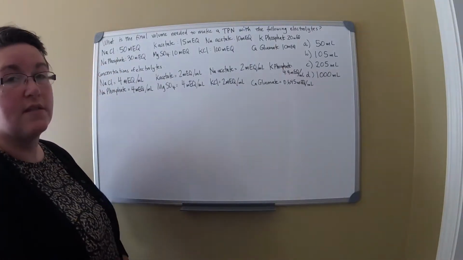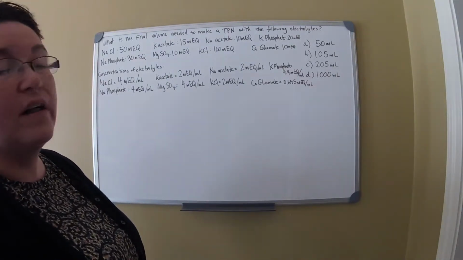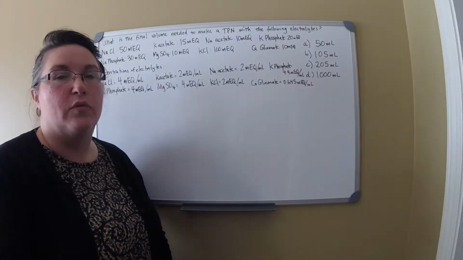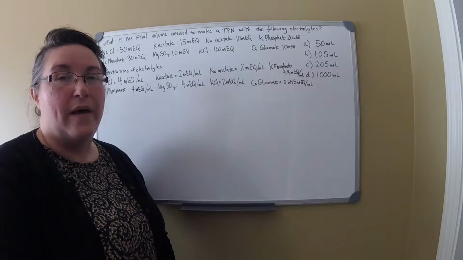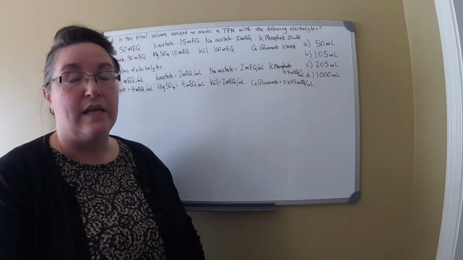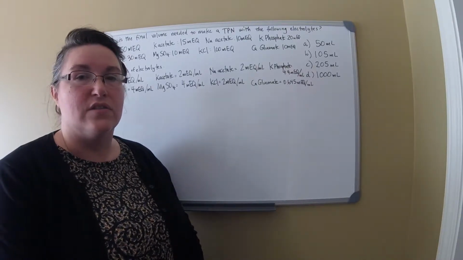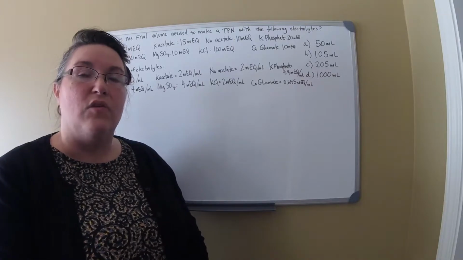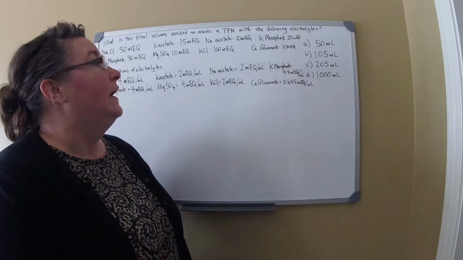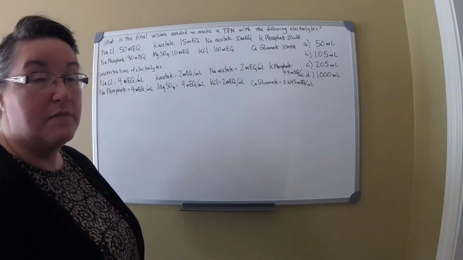So the question says, what is the final volume needed to make a TPN with the following electrolytes? What a TPN is, it's total parenteral nutrition. This is a bag that is hung whenever you're in the hospital as a patient, and it's your total daily nutrition in one bag. These are patients who can't take medicines by mouth, and they're using this to get the electrolytes that they need to sustain life. And with this, they have to be calculated by the pharmacy.